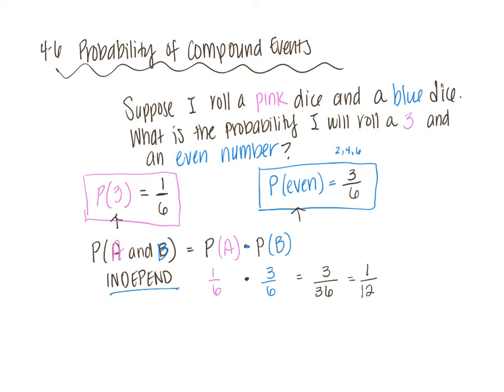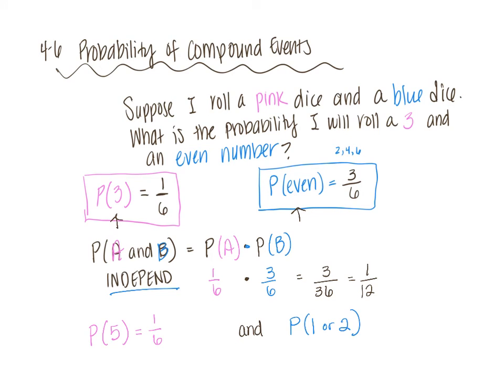Suppose I roll a pink cube and a blue cube again. This time, I want to know what is the probability that I'm going to roll a 5 on my pink cube, and that "and" is important, and that I roll a 1 or a 2 on my blue cube. Well, let's look at this. The probability of 5 is what? I have 1 option out of 6.